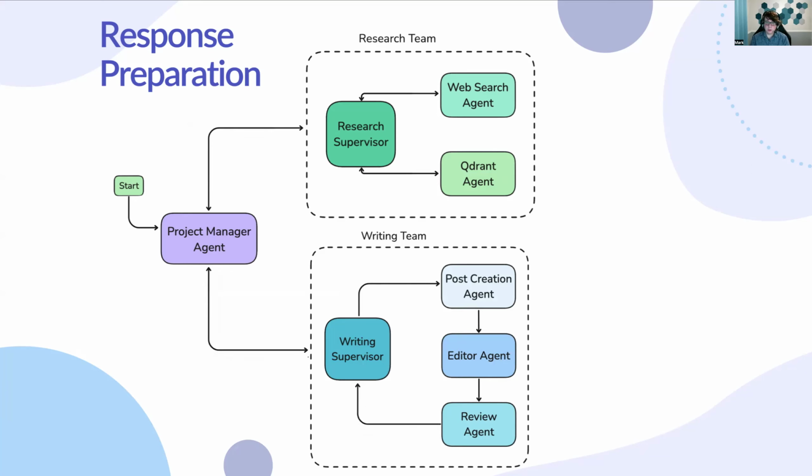If the post is found lacking, this process just happens again. This time, the post creation agent and the editor agent actually have access to those comments from the reviewer, as well as the previous rough drafts, so that they don't make the same mistakes. If it's approved, the supervisor sends it back up the chain to the project manager, who then passes it back as a complete post to the user.